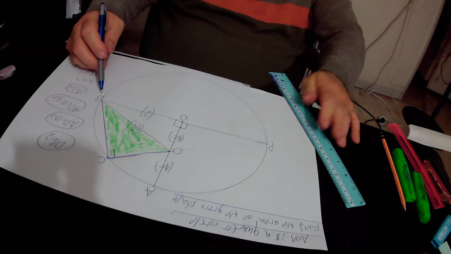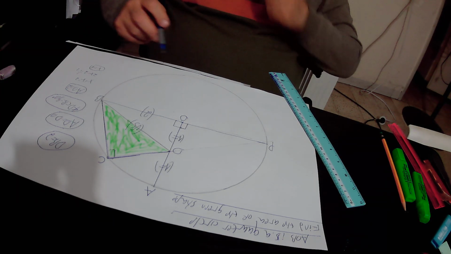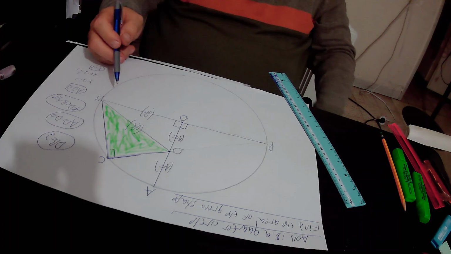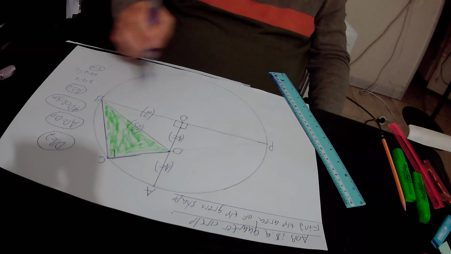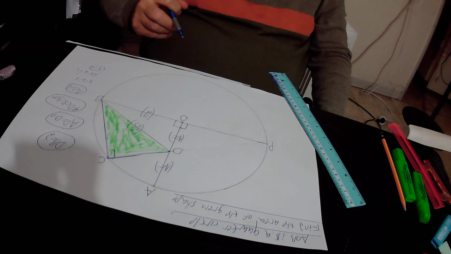We already found out that BP is a straight line, but BP is a straight line that touches the circle at 2 points, B and P. Any straight line that touches the circle at 2 points must be a chord.